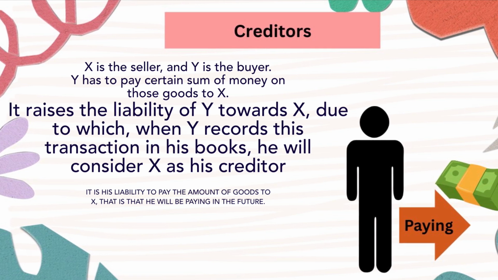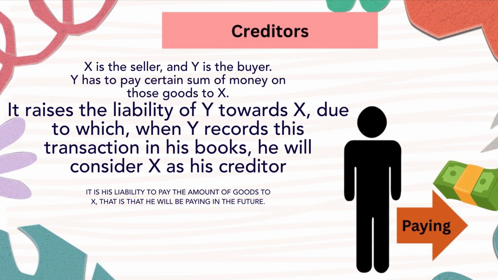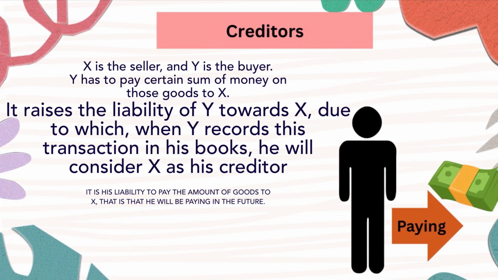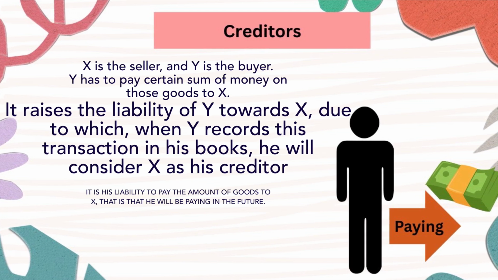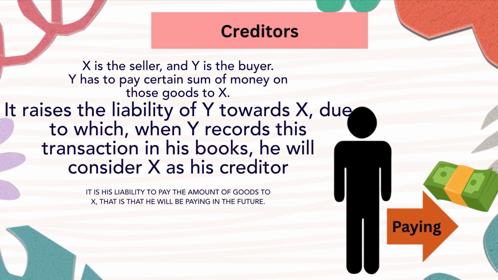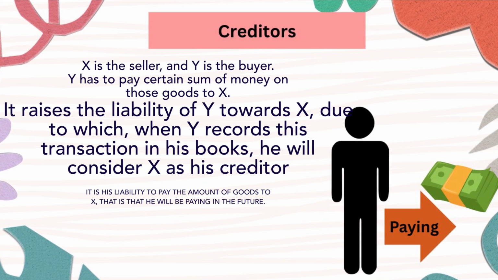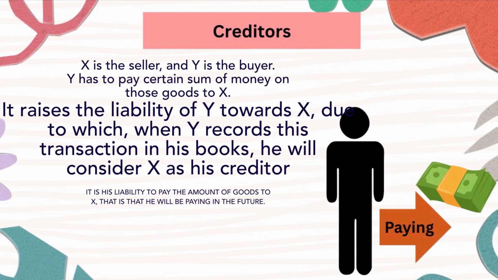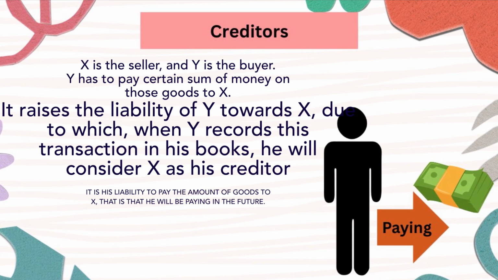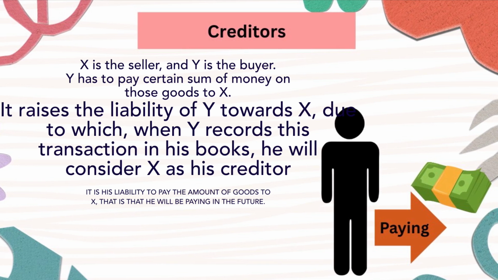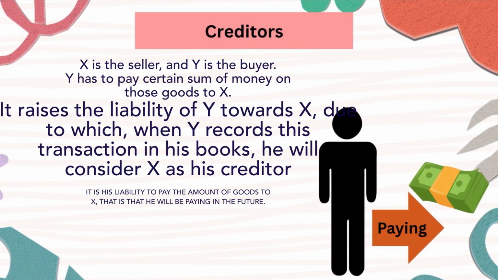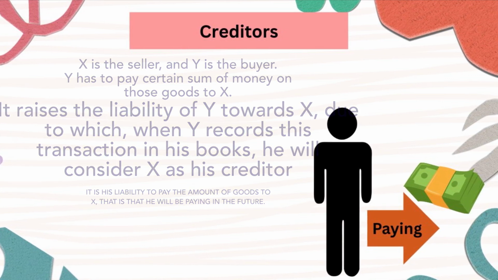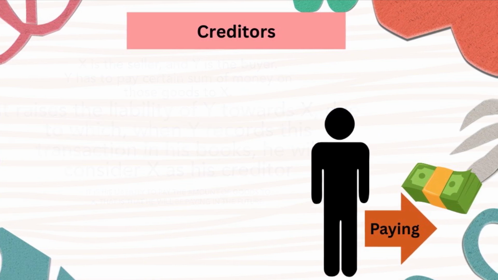Who are the creditors? Suppose X is selling goods to Y. X is the seller and Y is the buyer. Y has to pay certain sum of money on those goods to X. If the goods are sold on credit, Y is supposed to pay the amount to X in future. Now it raises the liability of Y towards X, due to which when Y records this transaction in his books, he will consider X as his creditor because it is his liability to pay the amount of goods to X, that is that he will be paying in the future.